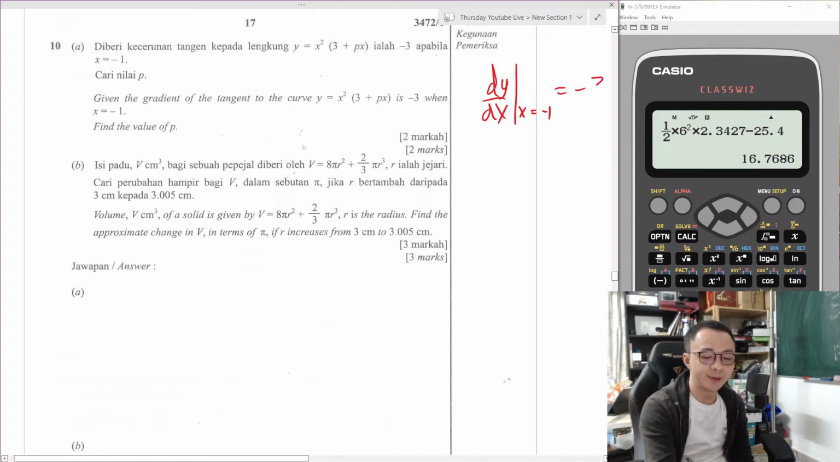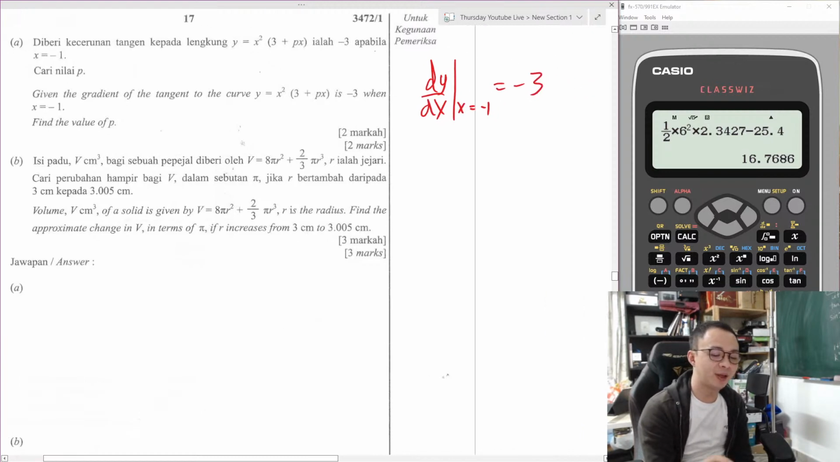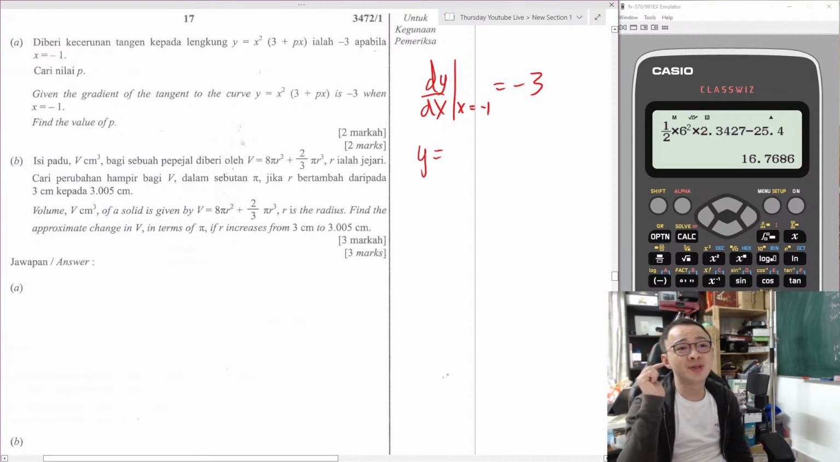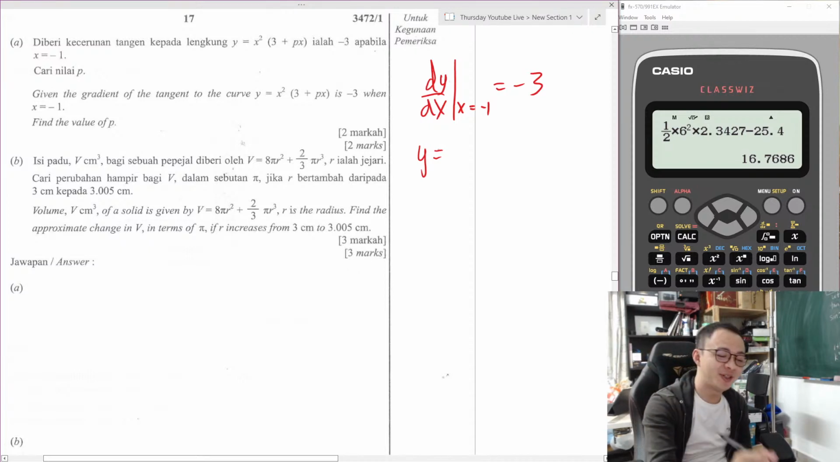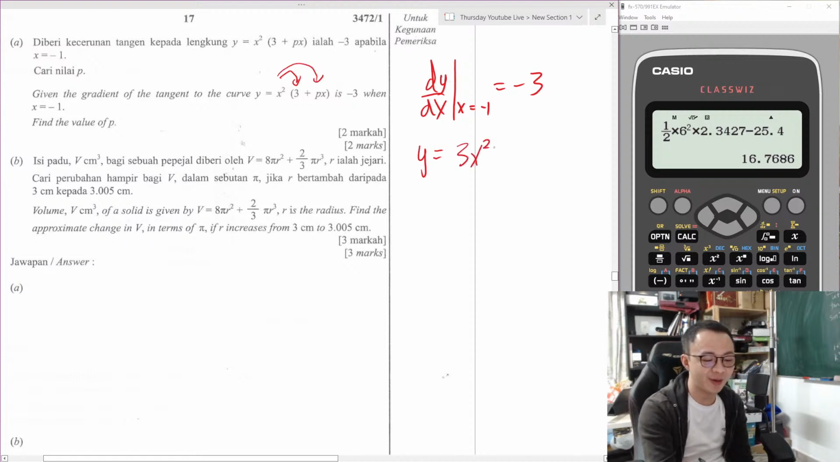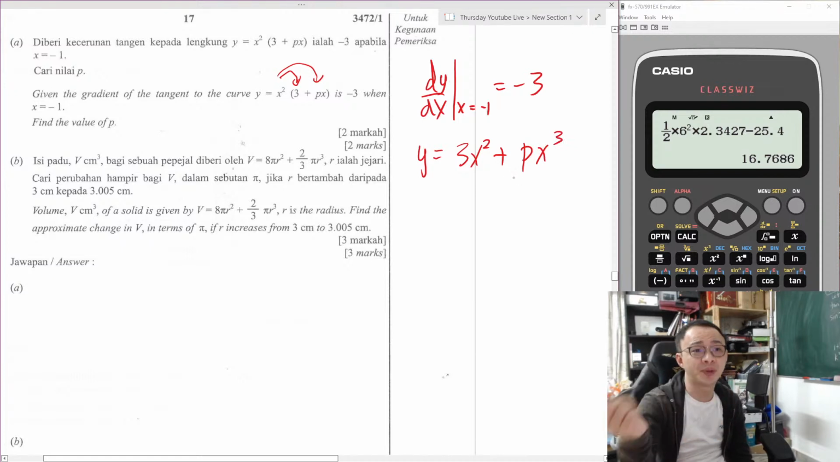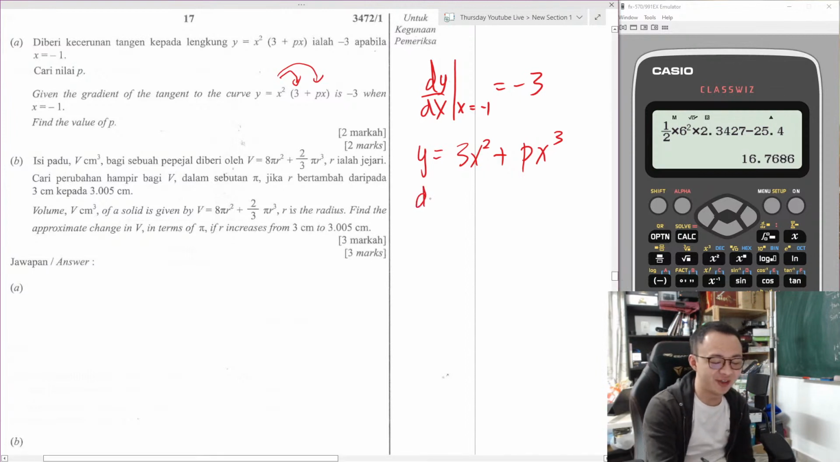So what we will do is find dy/dx for this equation. I do not want to use the product rule here, so I will just expand the x squared into both of them. So it becomes 3x squared plus px cubed. Or else, if the x squared is outside the bracket, I need to do the product rule, u and v. So I will try to avoid it no matter what.